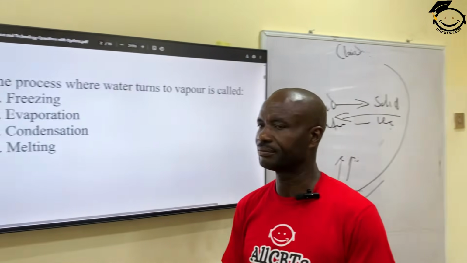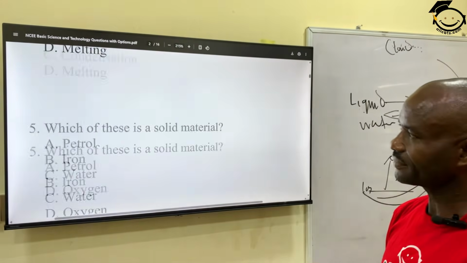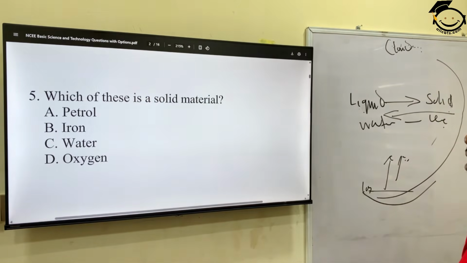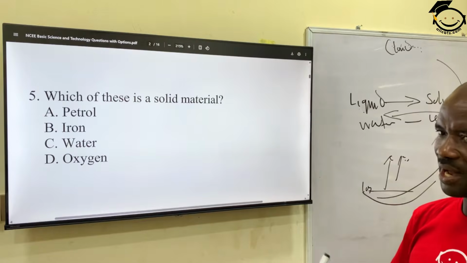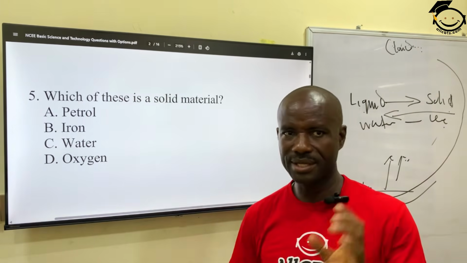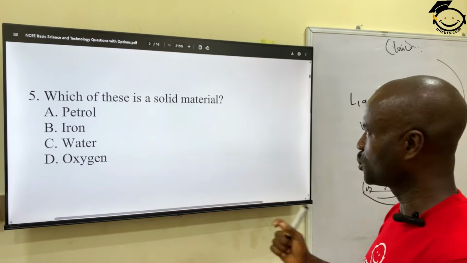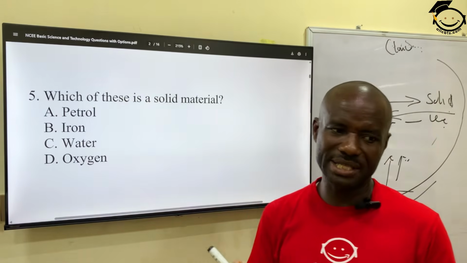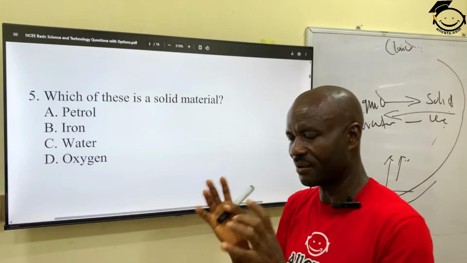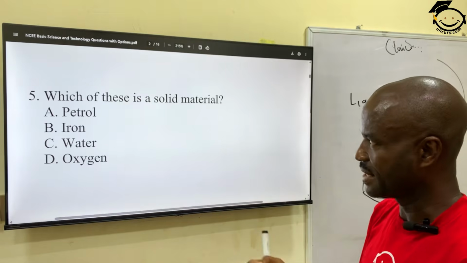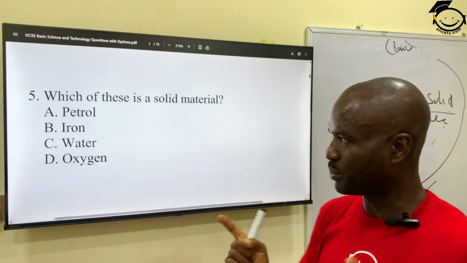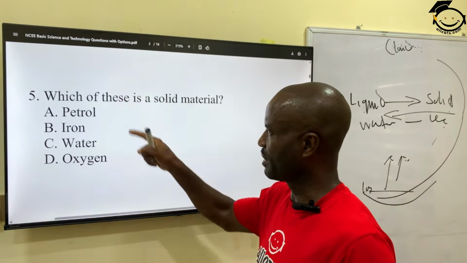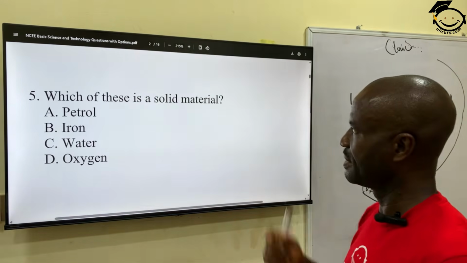Question 5. Question 5 says, which of these is a solid material? We have 3 states of matter: liquid, solid, and gas. Which one is solid material? Solid material has the characteristics of having a regular shape. They are dense, and their molecules are at a mean position. So let's look which of them fit into these characteristics.